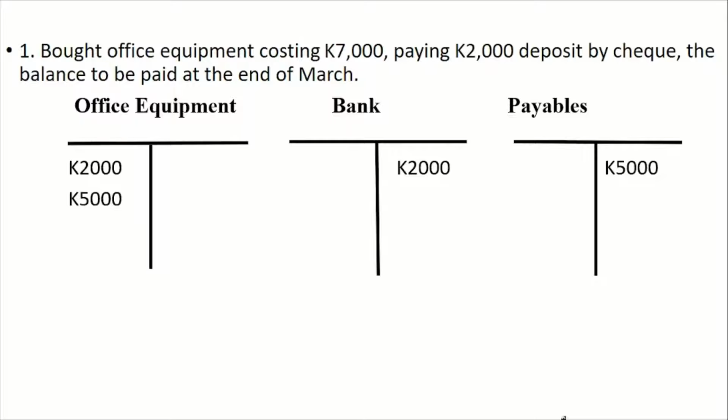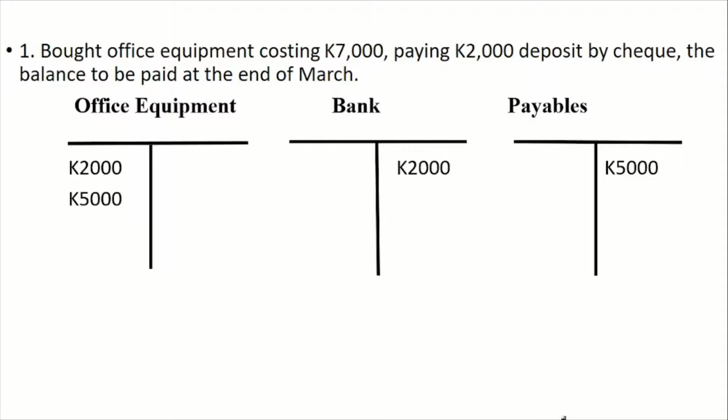The other account which has been affected is the bank account. Remember, he paid by check. When you hear paying by check, it means the bank is involved. So he paid by check using the bank. So we are going to credit the bank account with 2,000 kwacha.